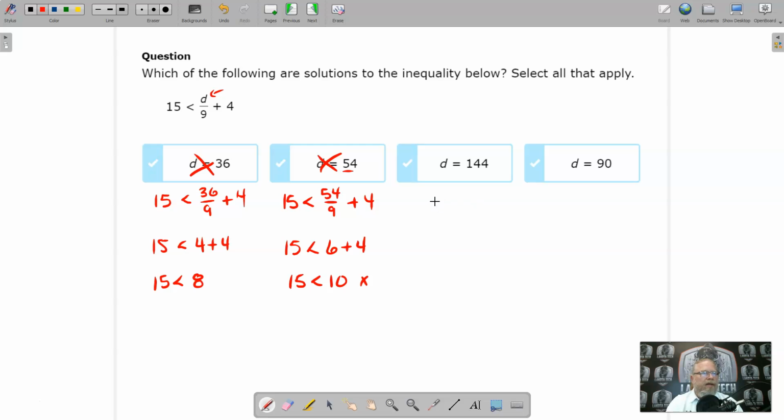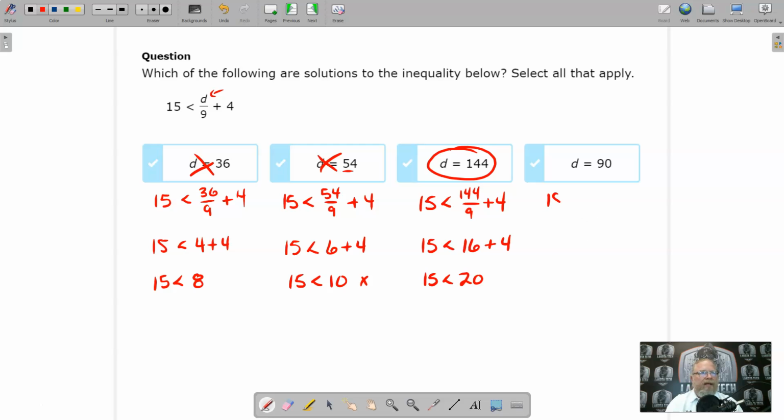On the next one, we have 15 less than 144 over 9, and then add 4. Well, 15 less than, and 144 divided by 9. Well, I know that 10 9s will get me to 90, and that would leave me another 54, and then that would be another 6 9s. So that should be 16, right? Then bring down my plus 4. So I have 15 less than 20. Indeed, this is a true statement, so that is correct.